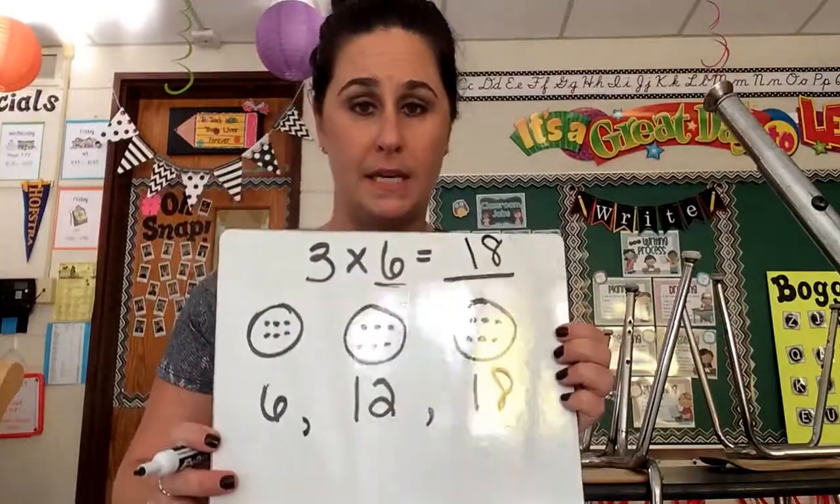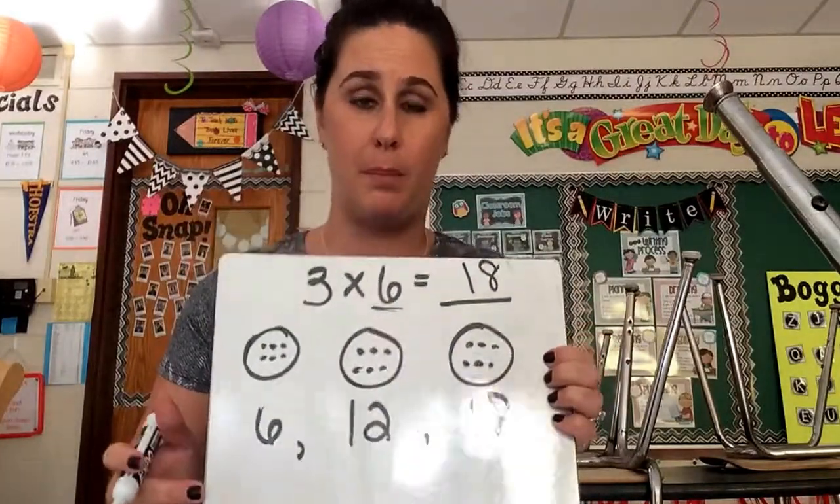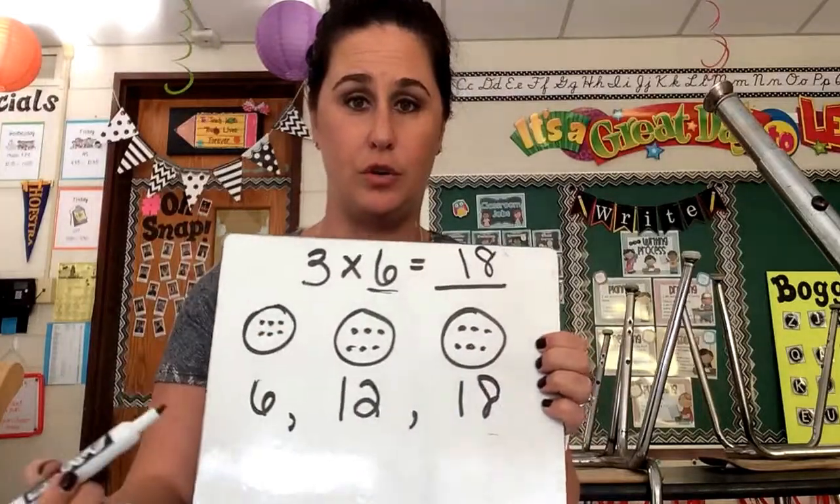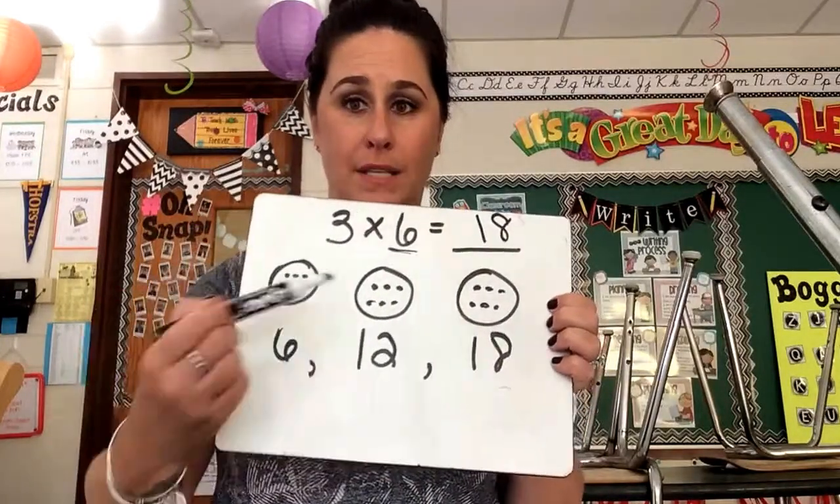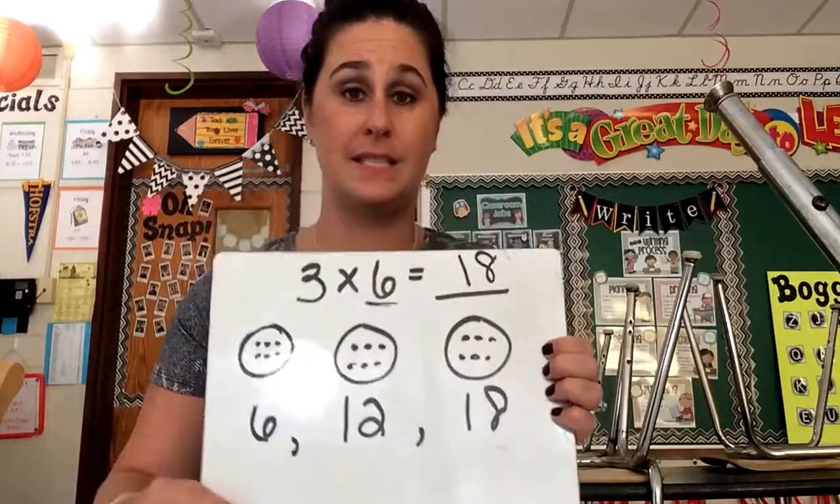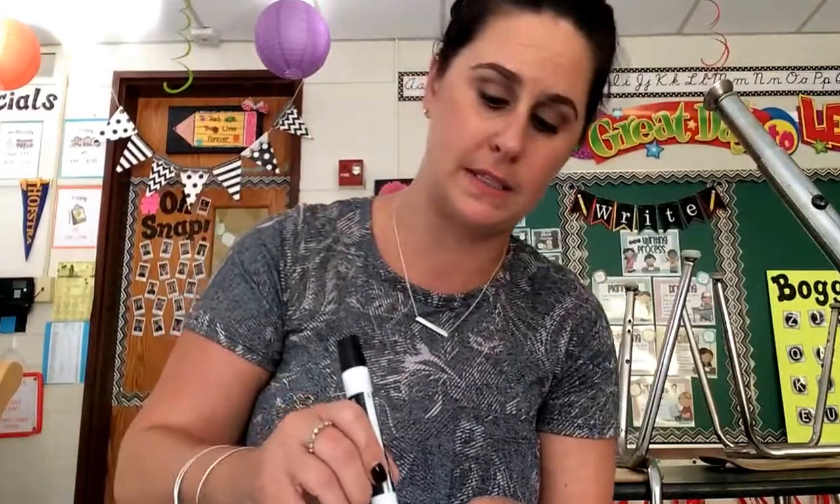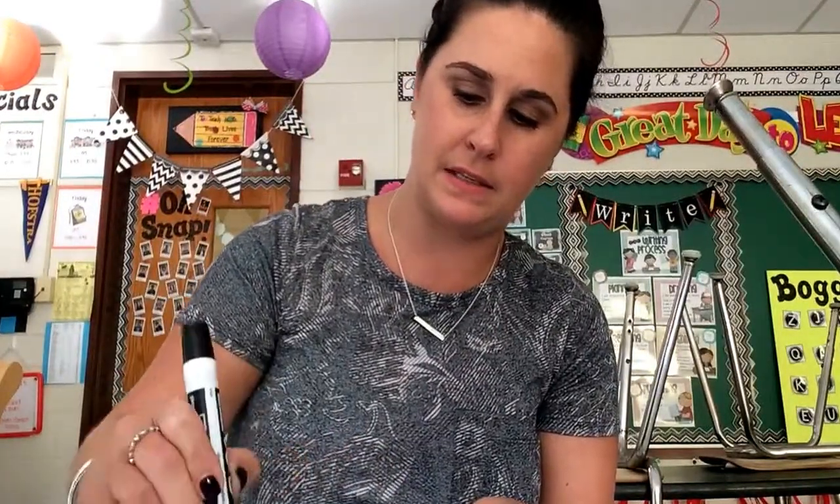Now for repeated addition, all you have to do is add up how many are in each group that many times. So there is 6 in each group, so I'm going to add 6 3 different times. So it's just going to look like this. 6 plus 6 plus 6, what does that equal?